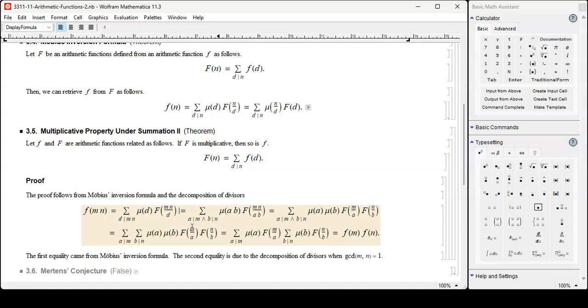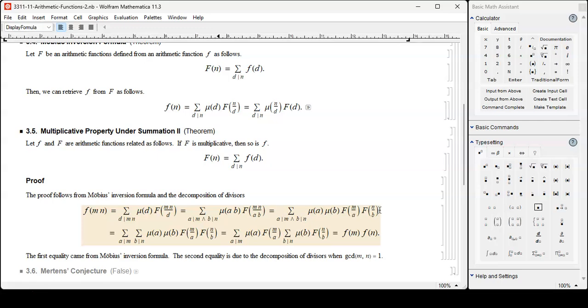d can be decomposed into a times b. a divides m, b divides n, and a and b are relatively prime, so that we can use this multiplicative property as we did in 1.5. So okay, go ahead and do that. mu of ab, mu of a times mu of b, and capital F of mn over ab, capital F of m over a, n over b, using the multiplicative property again.